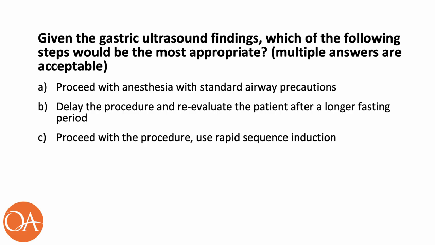Given the gastric ultrasound findings, which of the following steps would be the most appropriate? Multiple answers are acceptable here. A. Proceed with anesthesia without any additional precautions. B. Delay the procedure and re-evaluate the patient after a longer fasting period. Or C. Proceed with surgery, use rapid sequence induction given the gastric ultrasound findings.